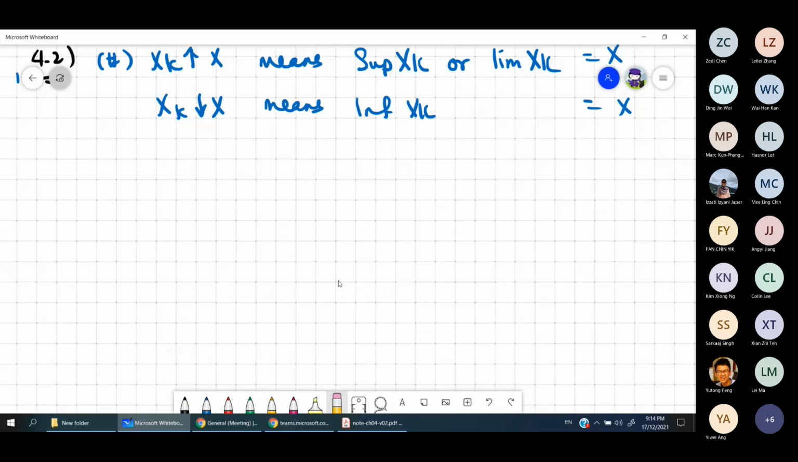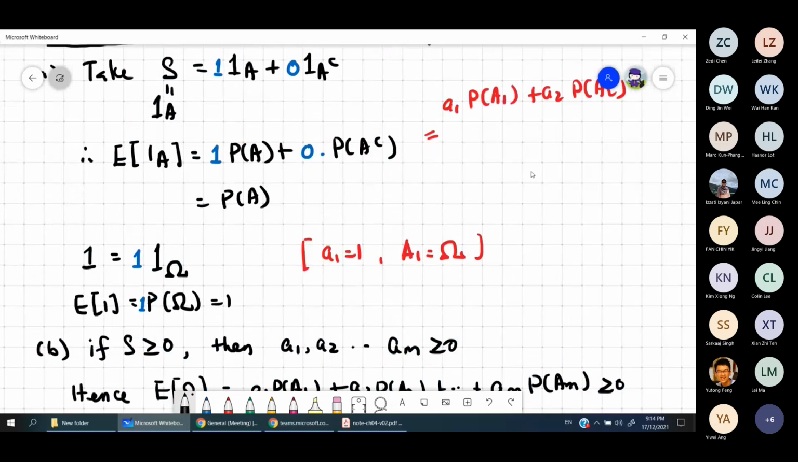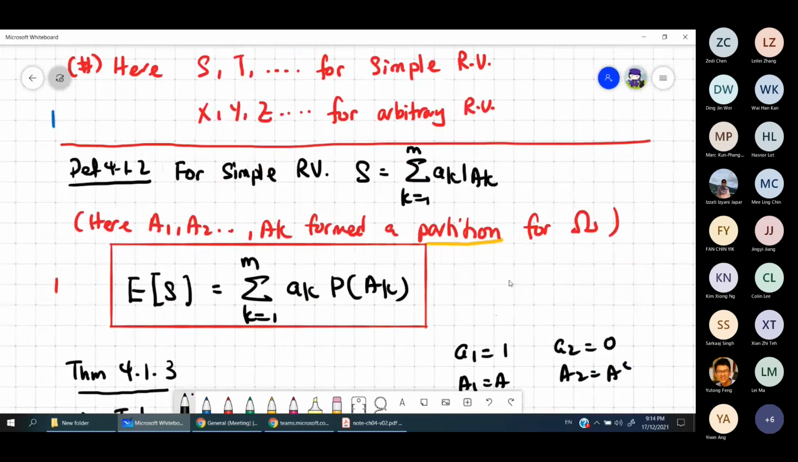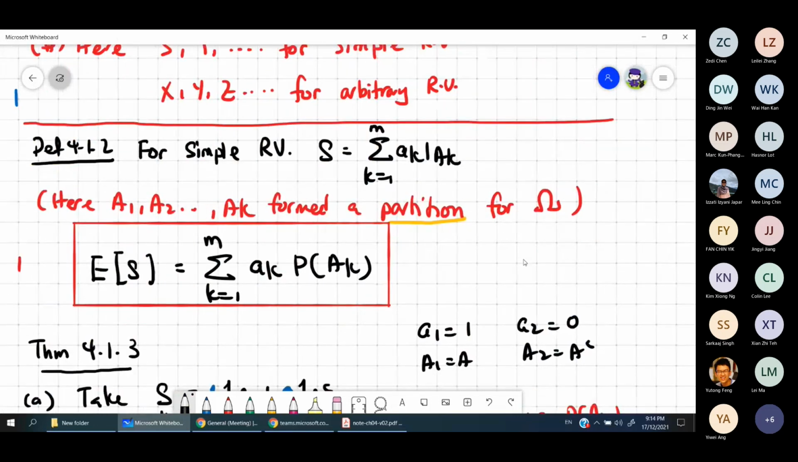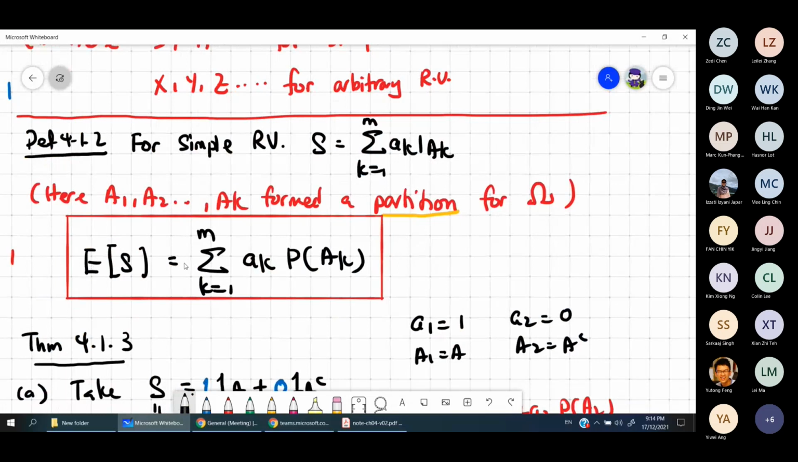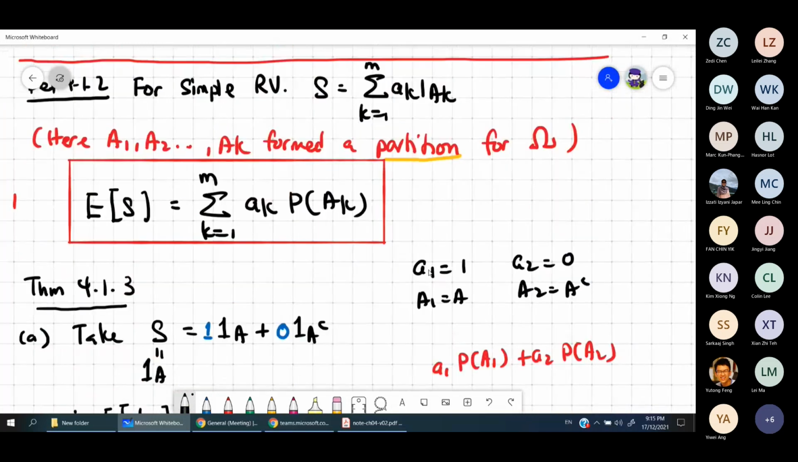So this is how we define it. Let's look at the definitions, I think I just put it over here. Definition 4.2.2. Okay, before we look at this definition, let's look at here. For a simple random variable, the expectation value will be given like that. So we can always compute the value explicitly using this formula. It's very simple, easy to calculate, right?